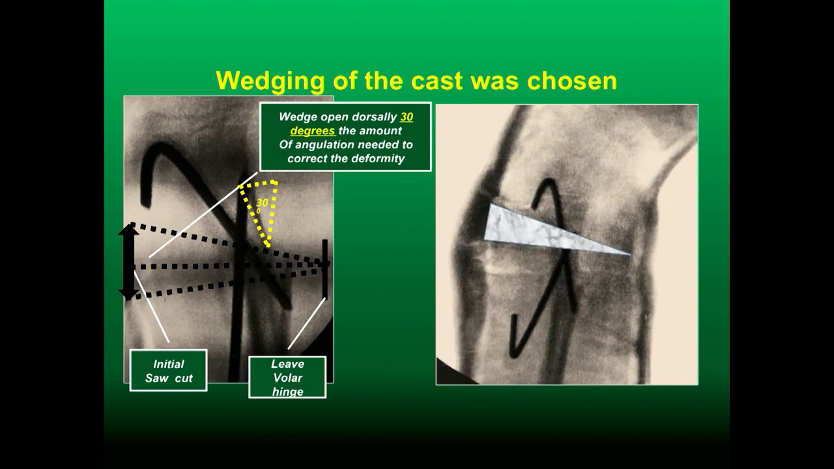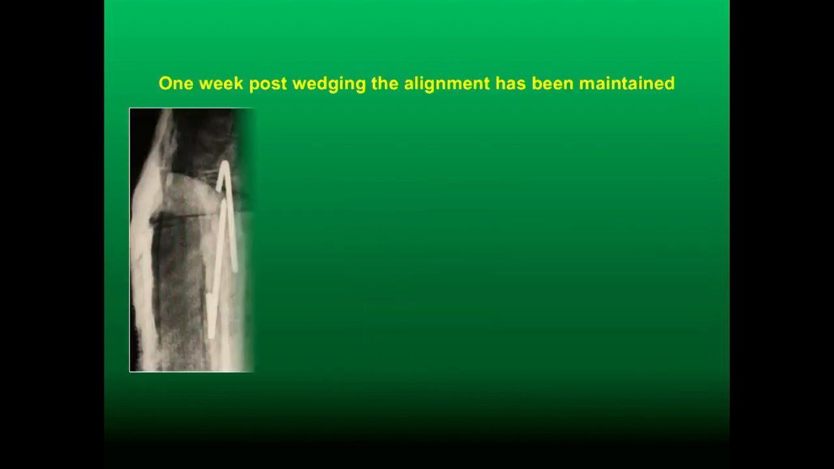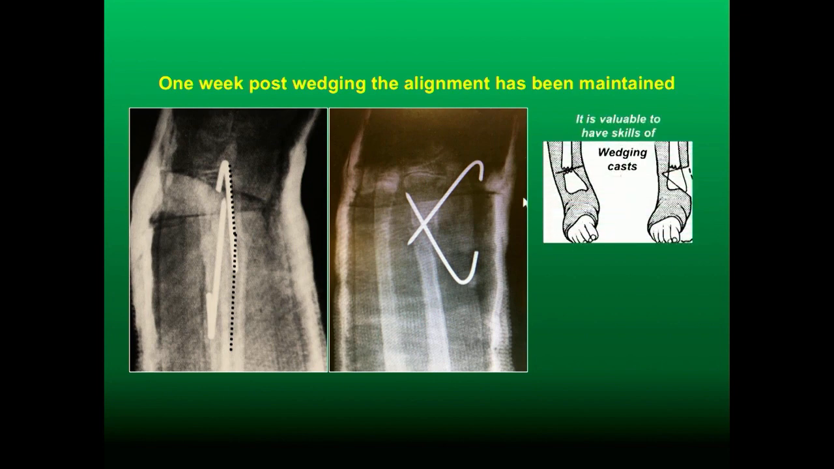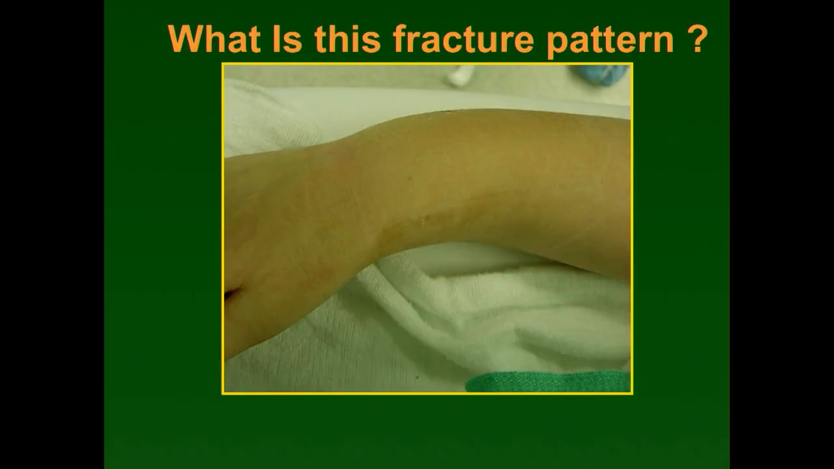And here we are, we've got it corrected. And alignment's now acceptable. At 1 week, it's held up. And when we took the cast off, it's held up. But notice again, the pins cross at the fracture site. So this was still a little bit unstable. The thing is, it is valuable to have the skills of wedging a cast. Unfortunately, that's kind of a lost art. We don't really do that very much in managing fractures non-operatively.